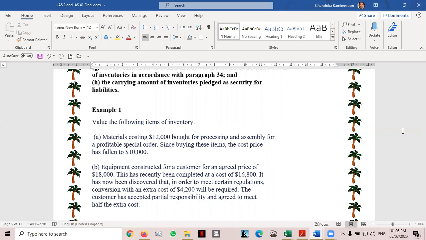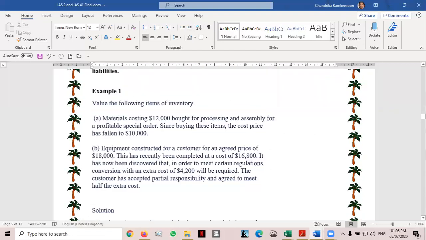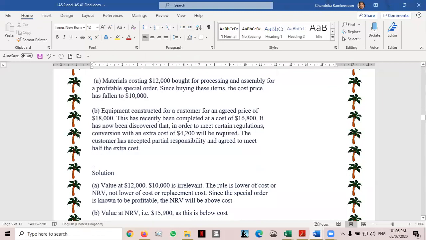This has recently been completed at a cost of $16,800. It has now been discovered that in order to meet certain regulations, conversion with an extra $4,200 will be needed. So this was perhaps not initially bargained for. The customer has accepted partial responsibility and agreed to meet half the extra cost. So quite an interesting example, this one.